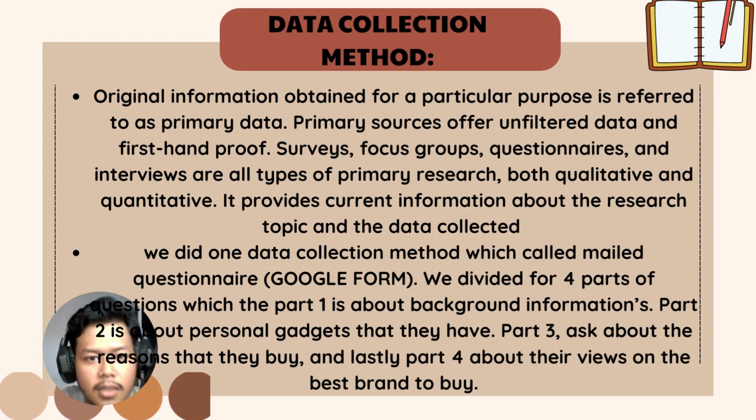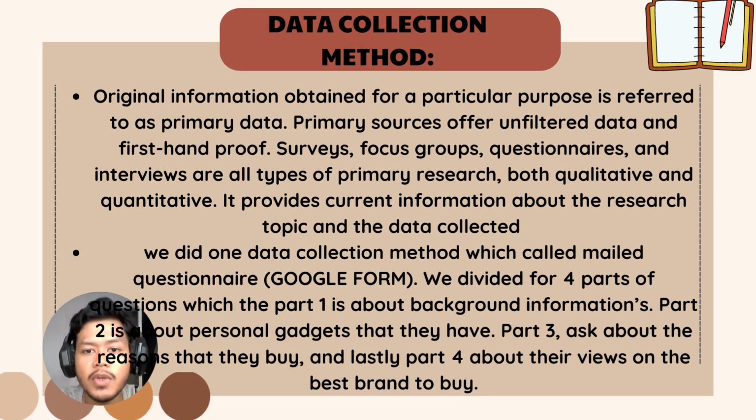Okay, for the data collection method, original information obtained for a particular purpose is referred to as primary data. It indicates that someone obtained it directly from the original source. Primary sources offer unfiltered data and first-hand proof. Interview transcripts, statistical data, and artistic creations are a few examples. Surveys, focus groups, questionnaires, and interviews are all types of primary research, both qualitative and quantitative, because it is frequently impartial and gathered straight from the original source. Primary data is very trustworthy. Additionally, it provides current information about the research topic, and the data collected is more accurate than secondary data.